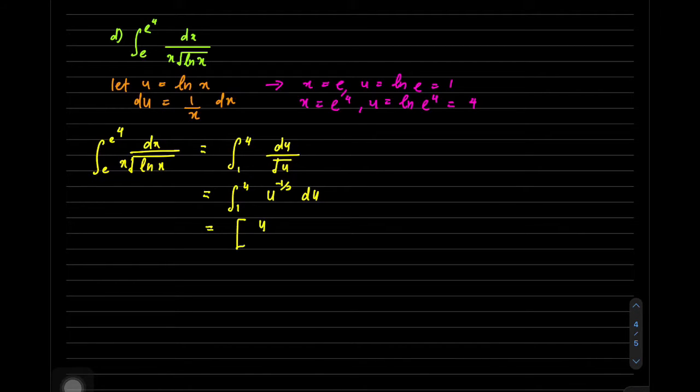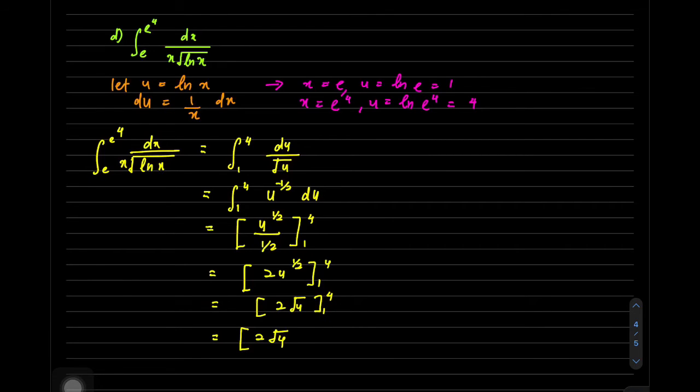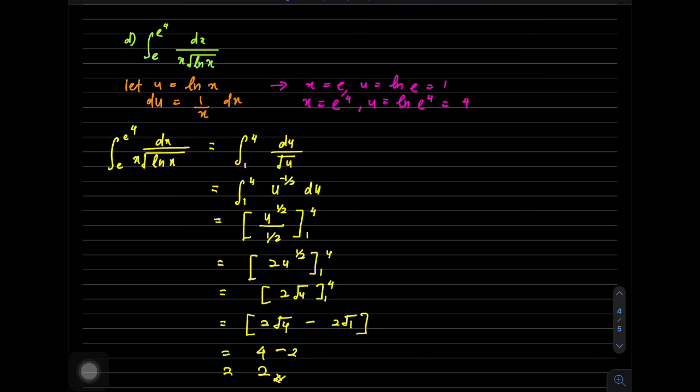Then integrate the function u power of 1 over 2 over 1 over 2 with the limit of 1 until 4. Next will become 2u power of 1 over 2, or it is actually equivalent to 2 square root of u with the limit of 1 until 4. Then substitute the values. You have 2 square root of 4 minus 2 square root of 1. The answer is equivalent to 2.